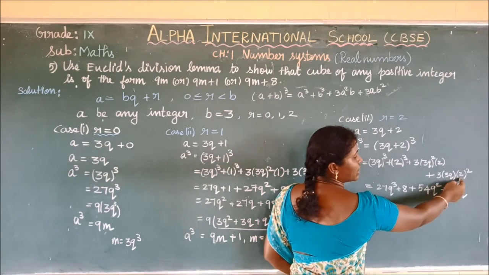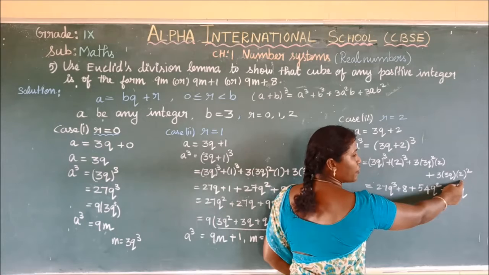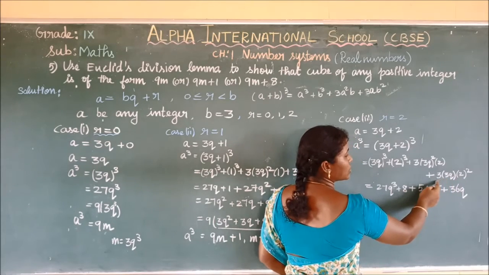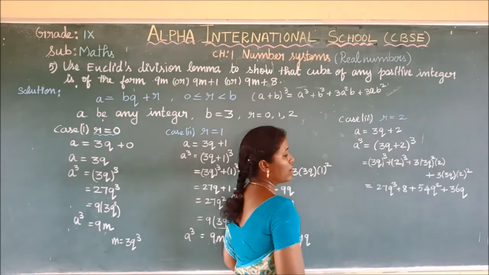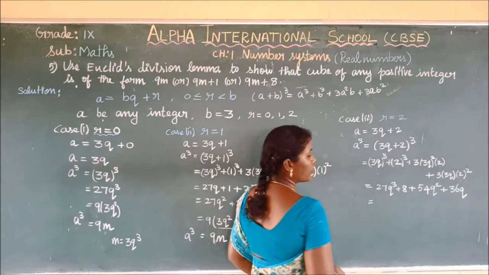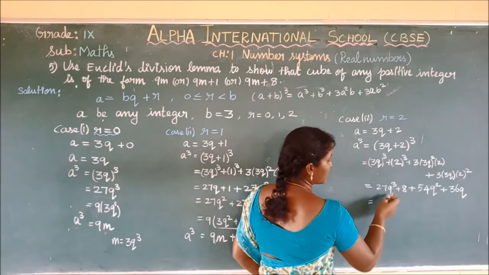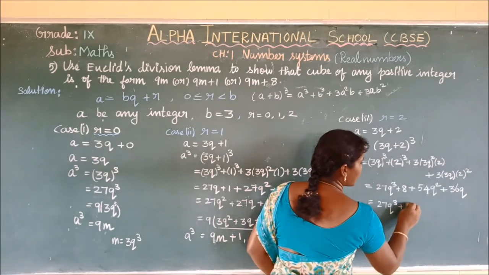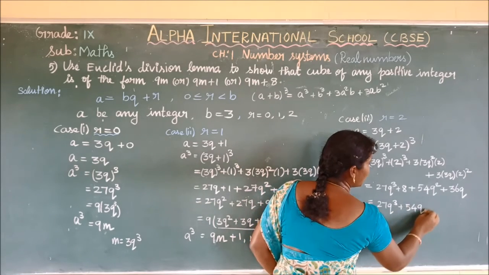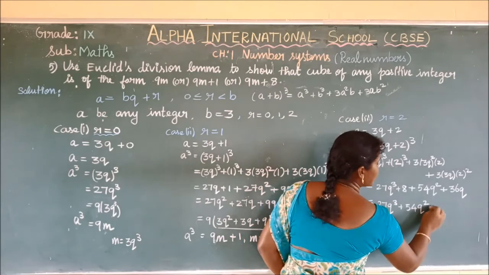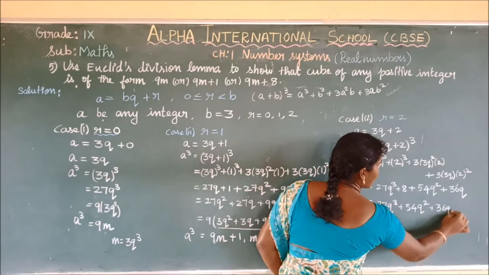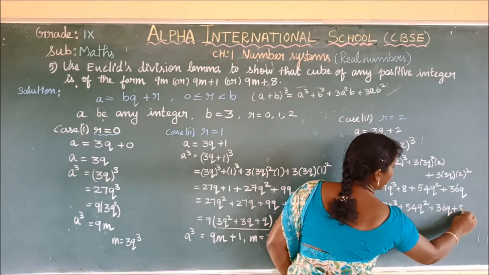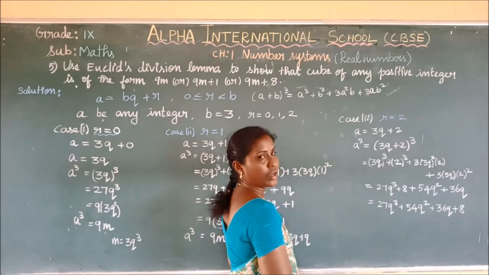In the last we are having three numbers. One is square: 2 is 4, 4 is 12, 12 is 36 cube. Now just write in the order of powers of cube. What is the first here? 27 cube cube plus 54 cube square plus 36 cube plus 8. What we are having, the number 8 finally.